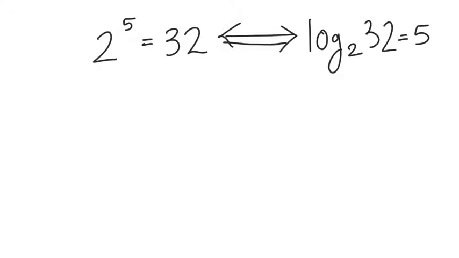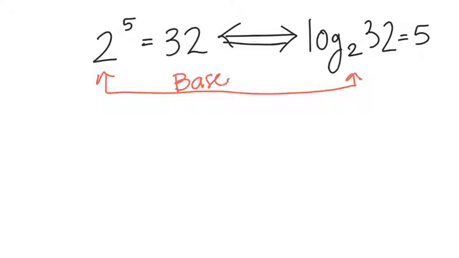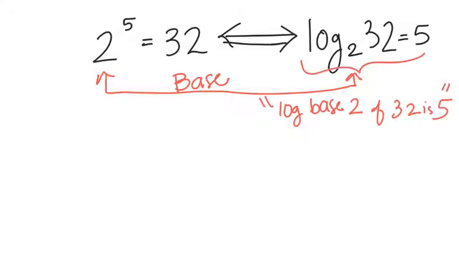So something important on here is this number 2, in both cases, is called the base. And so when you read this, you read log, and you say base 2, and notice it's like a subscript, of 32 is or equals 5. So those are the words you say when you're saying this piece right here. Log base 2 of 32 equals 5. So for example, you're just going to practice in class converting back and forth.